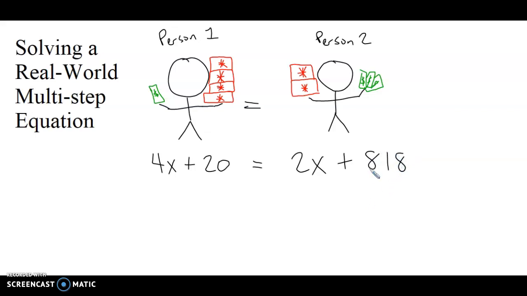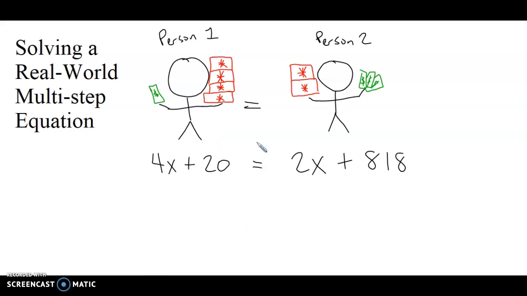The cash is being represented as our constants, the 818 and the 20. They don't have a variable attached. We know how much it's worth. We could have just counted up the money, but maybe we didn't know how much the consoles were being sold for. So that's what we're going to figure out. How much is each console worth if we have this equation down here?